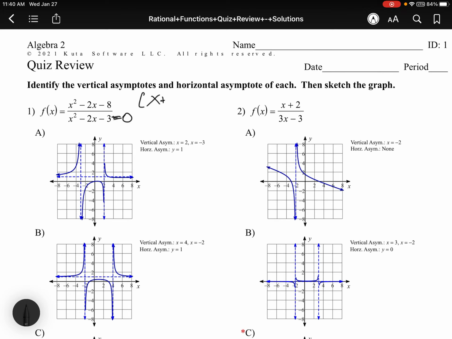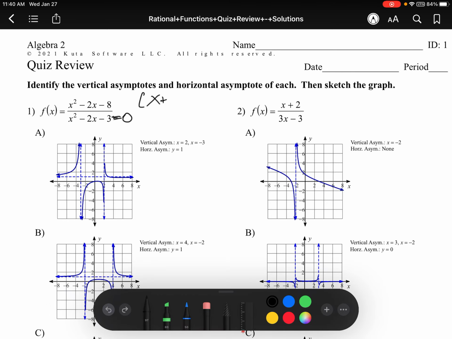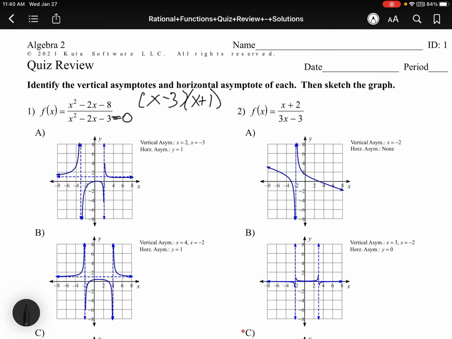That is going to be x minus 3. So we have x minus 3 and x plus 1. We would set each of these equal to 0. We have x minus 3 is equal to 0. Add 3 to both sides, and you get x is equal to 3. You have x plus 1 is equal to 0. Subtract 1 from both sides, and you're going to get x is equal to negative 1. So our vertical asymptotes are going to be at x equals 3 and negative 1.